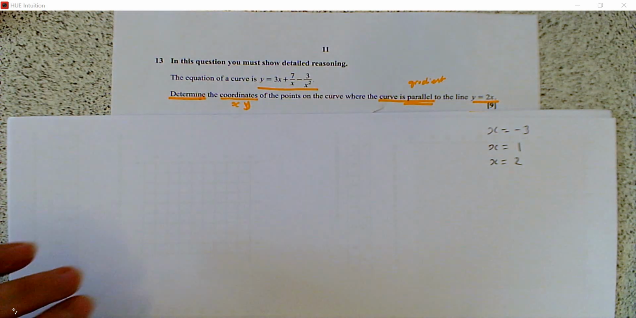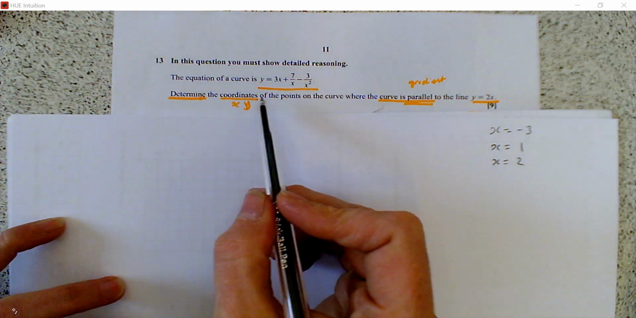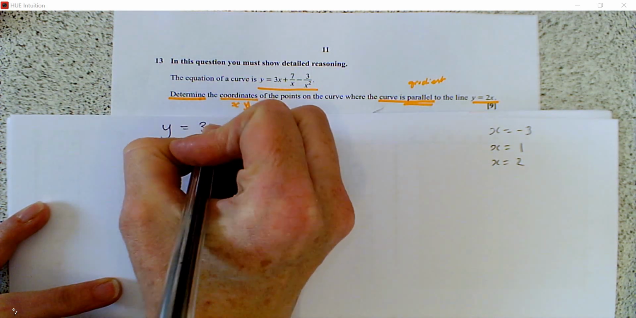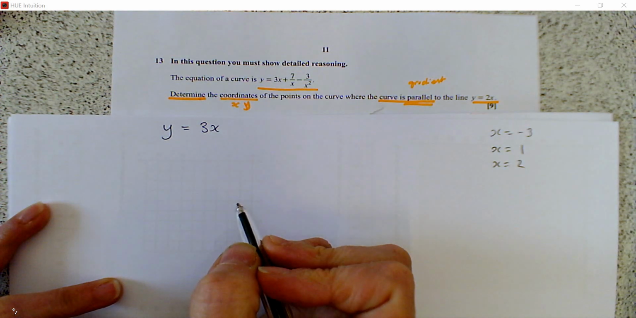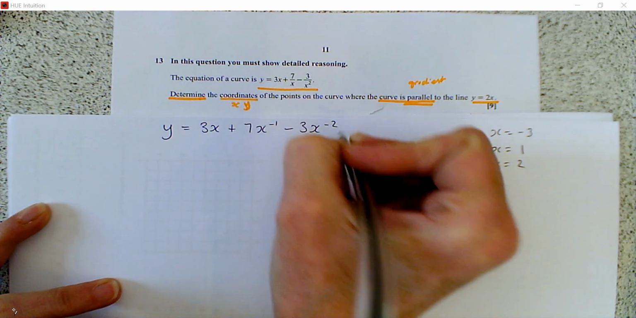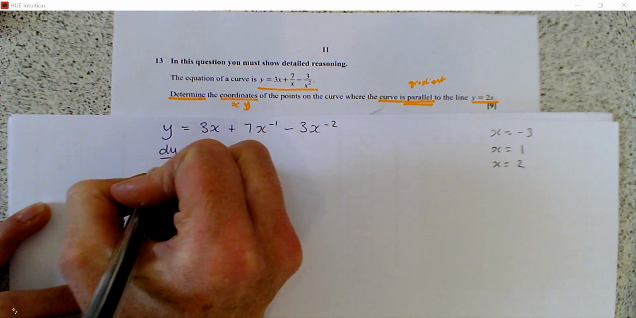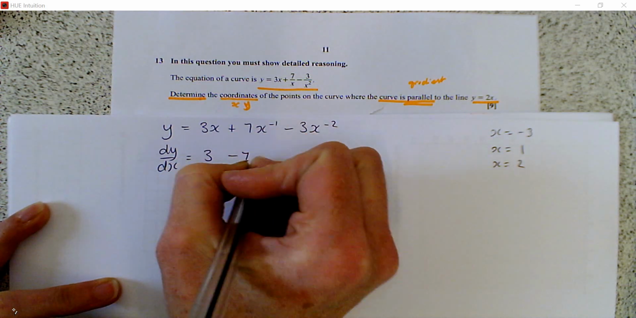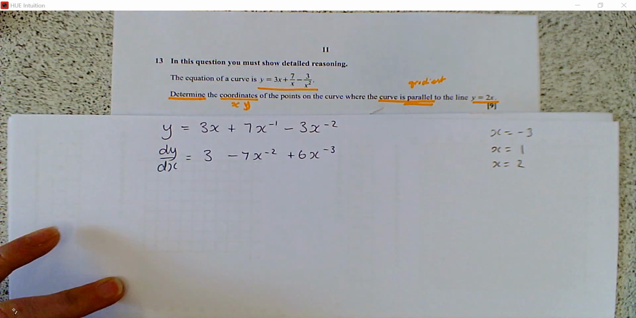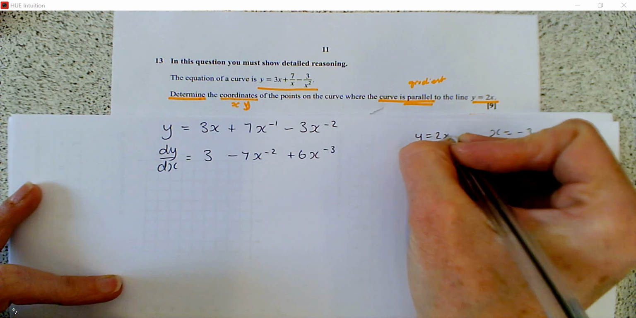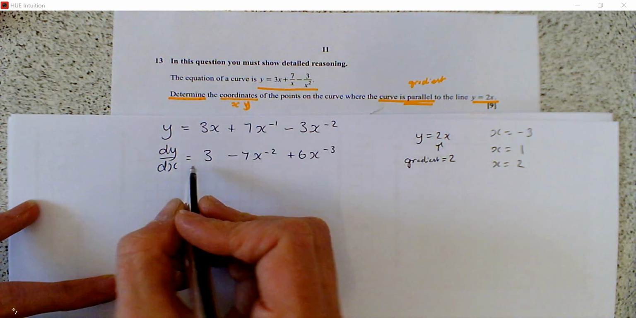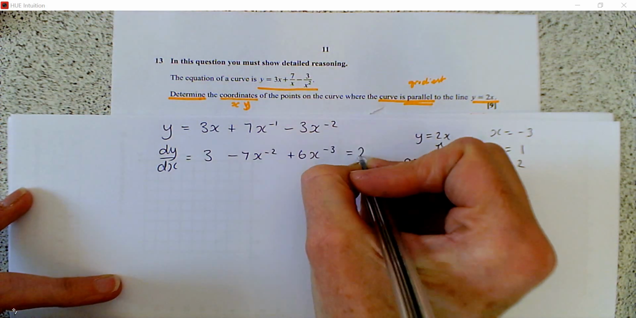So if I'm doing it by hand, if I want the gradient, I know I have to differentiate this. And if I want to differentiate that, I'm going to have to write it in a format that makes differentiating easier. So I'm going to put 7, x to the minus 1, minus 3, x to the minus 2. And then differentiating that, we get 3 minus 7x to the minus 2 plus 6x to the minus 3. And we know that the gradient of the line y equals 2x is equal to 2. So we've got to solve this is equal to 2.